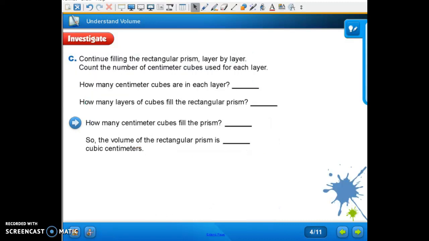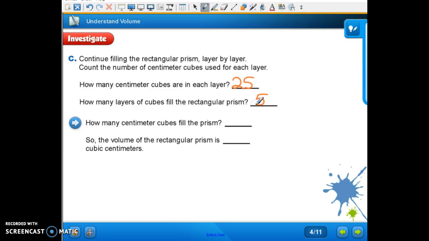Okay, so we continue filling our rectangular prism layer by layer. Count the number of centimeter cubes in each layer. How many centimeter cubes were in each layer? No, each layer. 25. And how many layers of cubes filled the rectangle? 5.